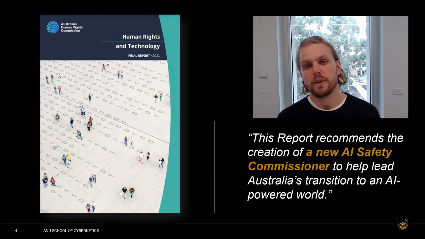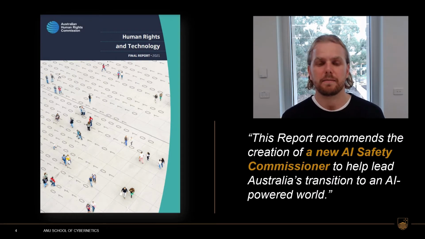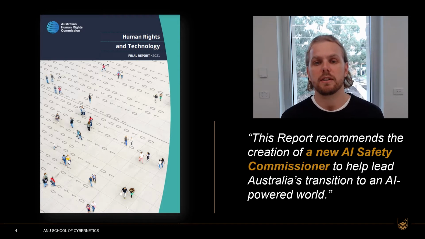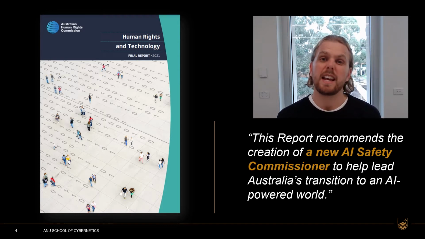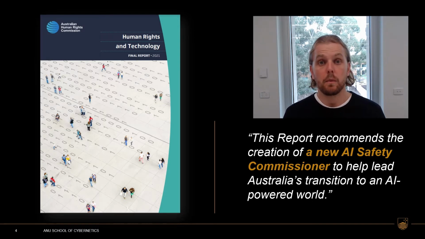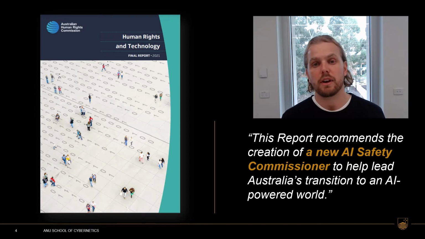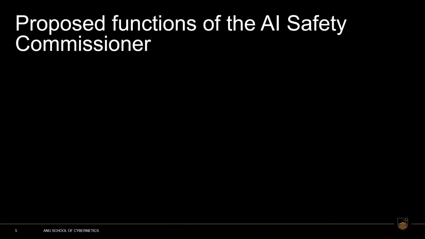So what prompted our interest in an AI Safety Commissioner? Well, in 2021, the Australian Human Rights Commission released a report on human rights and technology, and it had a key focus on the development and use of AI in Australia. One of the major recommendations of the report was the creation of a new AI Safety Commissioner. And this was to help lead Australia's transition to an AI-powered world while promoting safety and protecting human rights.